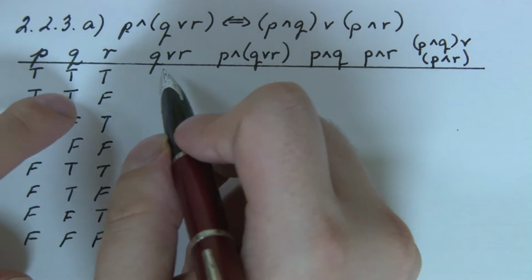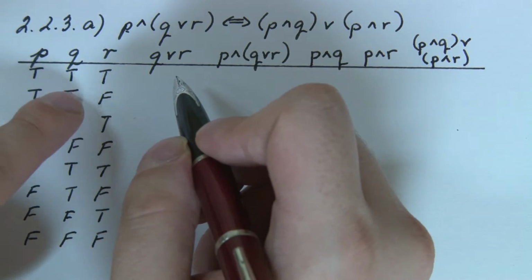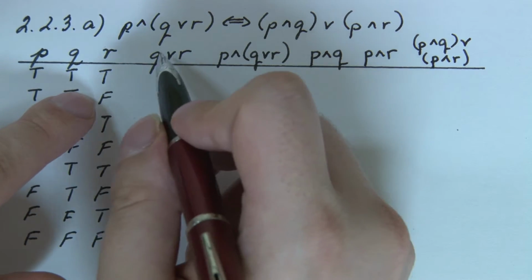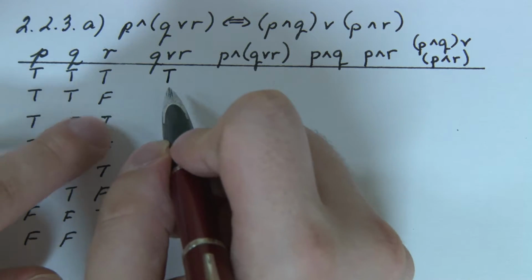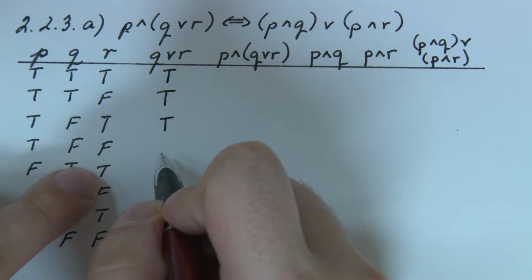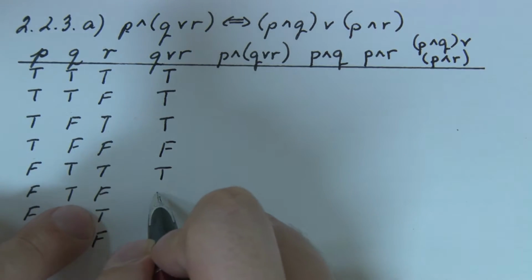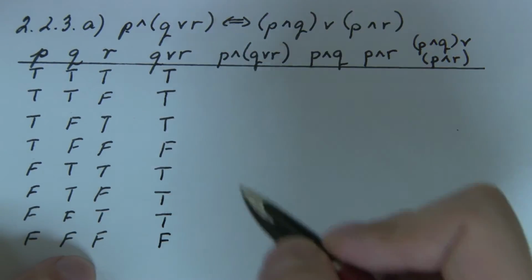Okay, so with Q or R, I'm looking at these 2 columns here. So I have true and true. Remember, with the disjunction or the or, I need to have at least one of them to be true. So true, that's true, true. This is false because both of them are false. True, true, true, and the last one, false.